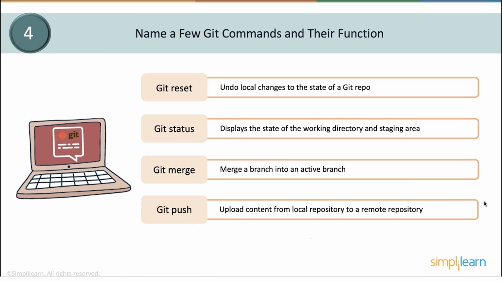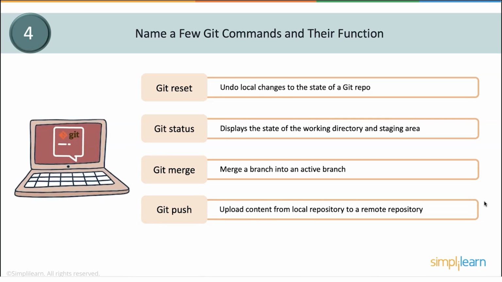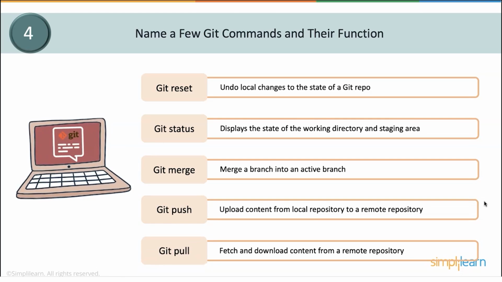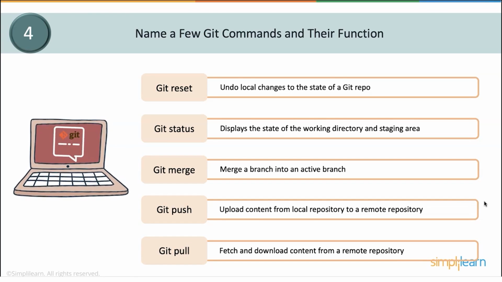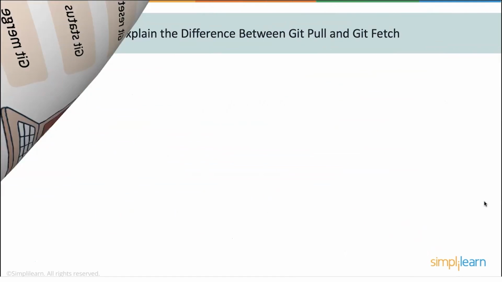Git push is the command through which you upload the content from the local repository to the remote repository. Git pull is to fetch and download the content from the remote repositories.